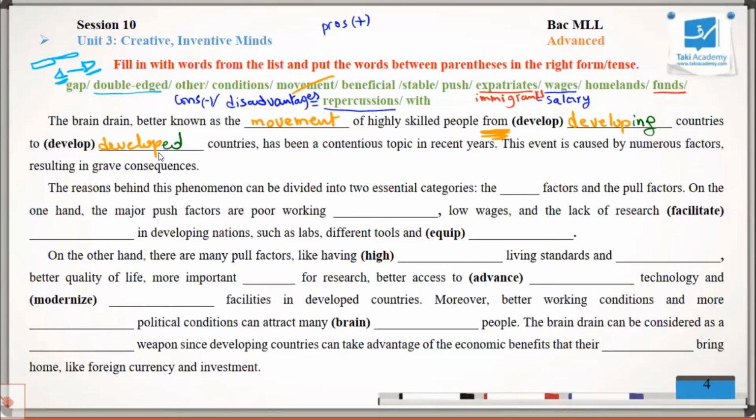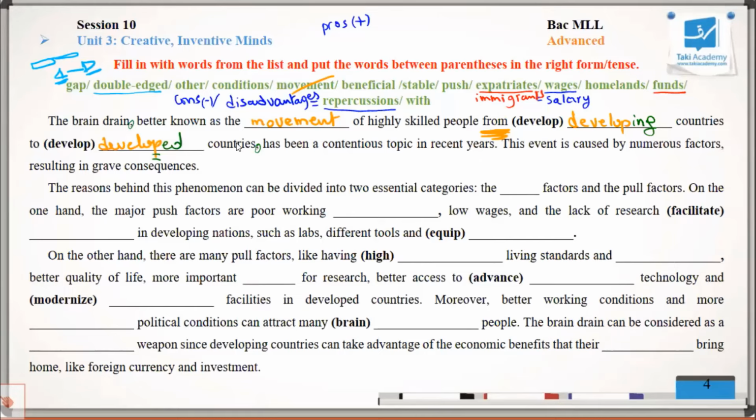And remember, developing, developed, one D, one P. It's never double P's. Developing, developed, development. They all have only one P. If you write two P's, you will get a nice donut. You don't need that. All right. So as you can see, I have a comma here because I'm introducing a parenthetical clause. And then, so the brain drain has been a contentious topic in recent years.